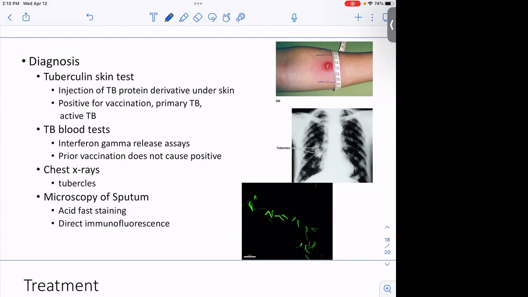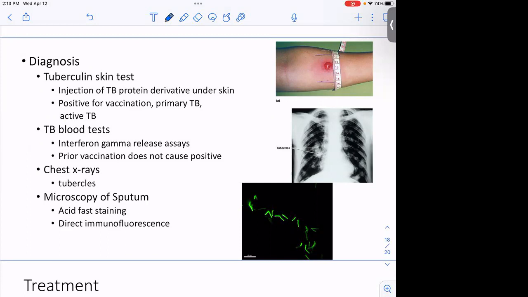So a lot of you may have had a tuberculin skin test recently, or if you're starting a new job or starting a new program. The first thing that we do is kind of a screening to see if somebody has TB.